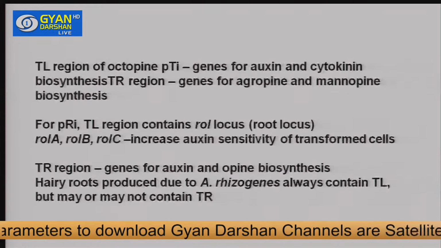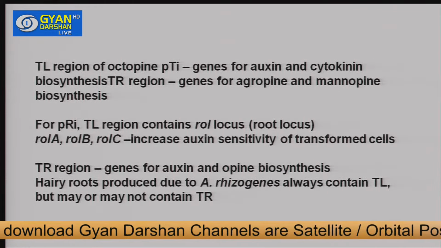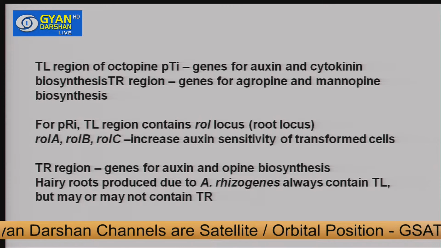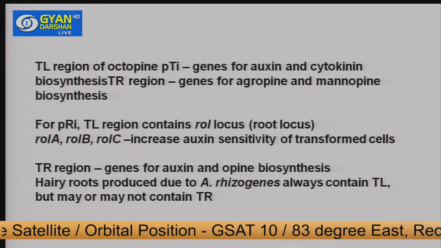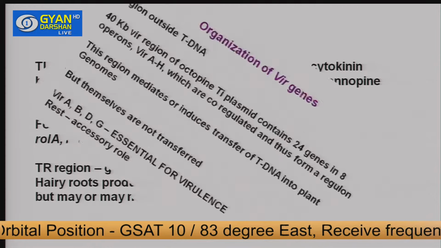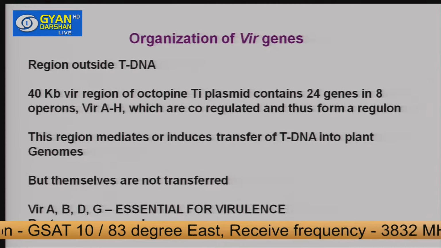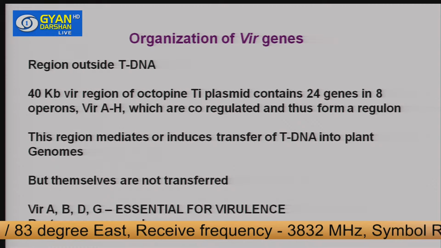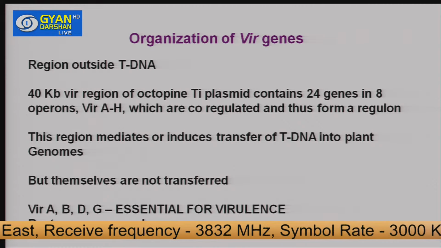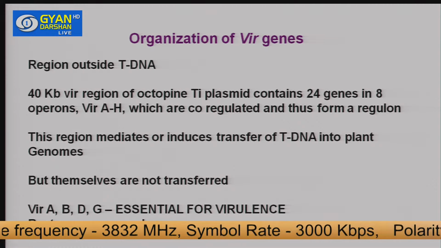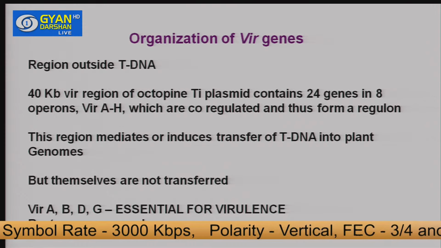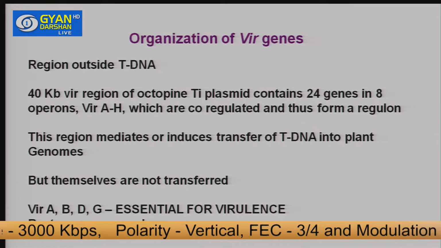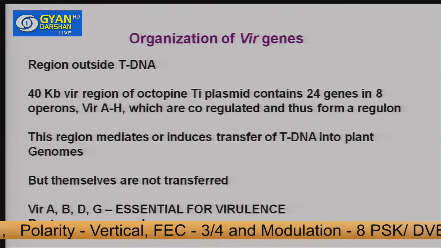Okay. The TL region of octopine pTi has genes for auxin and cytokinin biosynthesis. The TR region has genes for agropine and mannopine synthesis. And then the region outside the tDNA, we have seen that there is a 40 kilobase pair virulence region, or the VIR genes, and there are 8 operons, as I said, VIR A to VIR H, and they are co-regulated, and therefore we call it an operon system.